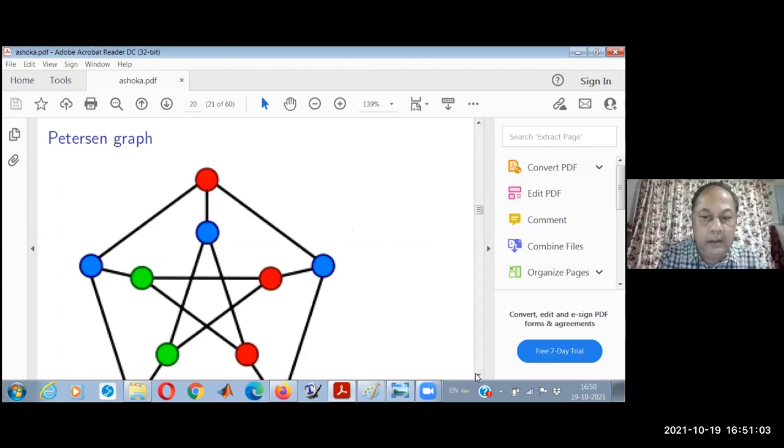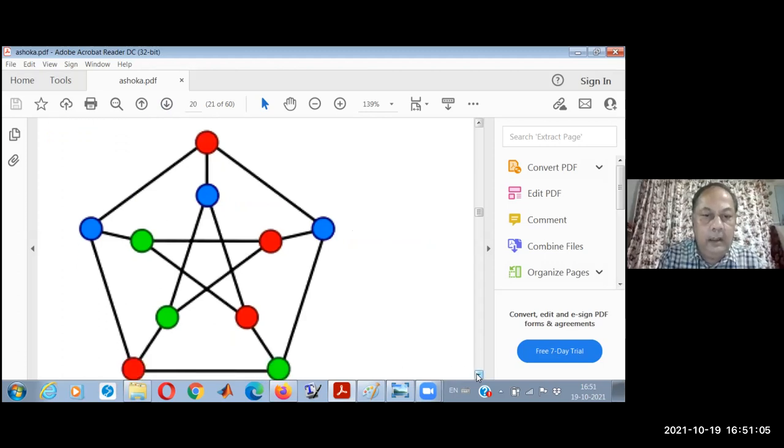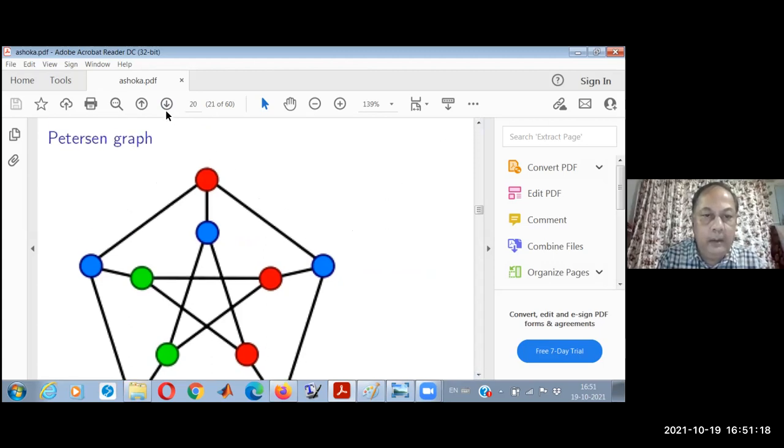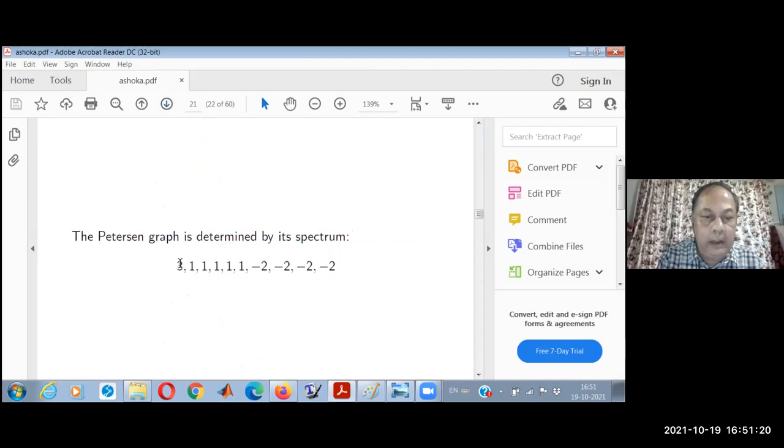So the Petersen graph, which will again come up in our discussion, is an interesting graph that provides counterexamples to many results. These colors show that it can be colored with 3 colors, but I'm not going to talk about that. And the Petersen graph has eigenvalues 3, 1 five times and -2 four times, and it is determined by the spectrum. And the proof is quite long. I mean, maybe 1.5 pages or something.